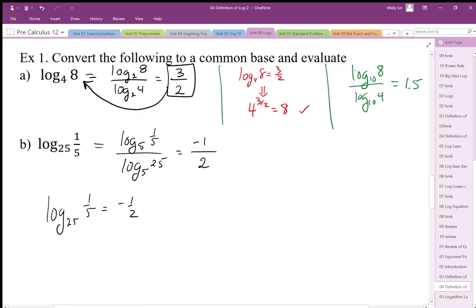And again, if you want to check it, we can check it using the exponential form. 25 to the power -1/2 equals, well, negative is in the denominator. 1/2 means square root. Yeah, that's perfectly fine.